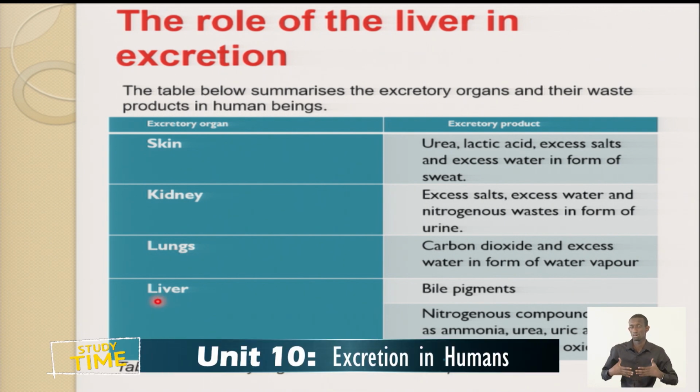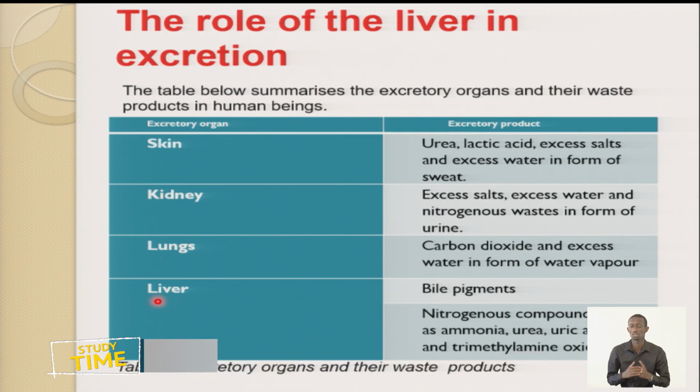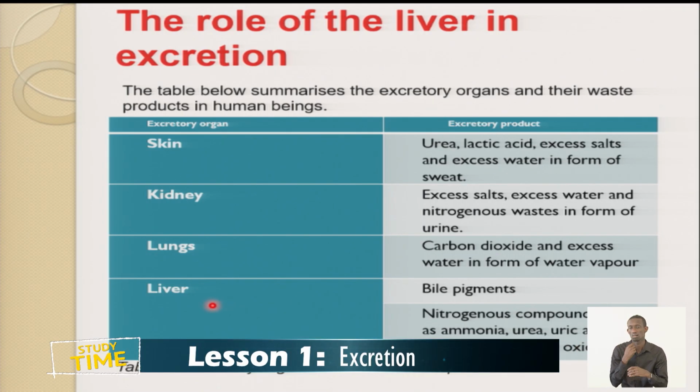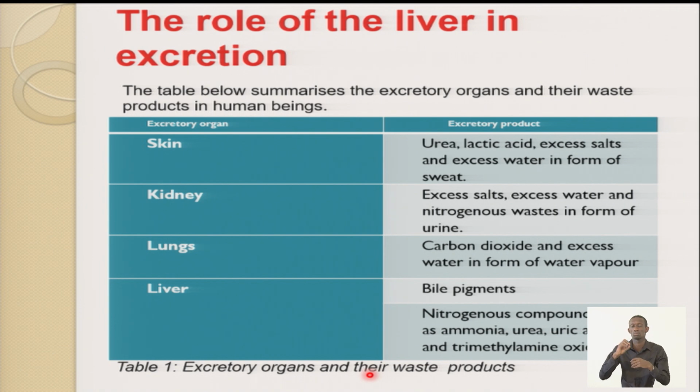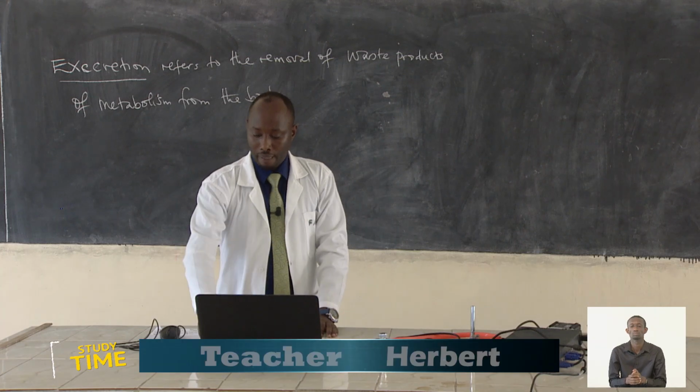We have the liver. The liver also excretes waste products. The excretory products of the liver are the biopigments. We have biopigments and nitrogenous compounds such as ammonia, urea, uric acid, and even trimethylamine oxide. These are the excretory products that are excreted by the liver. So we have excretory organs and their respective products which are going to be excreted from these excretory organs.